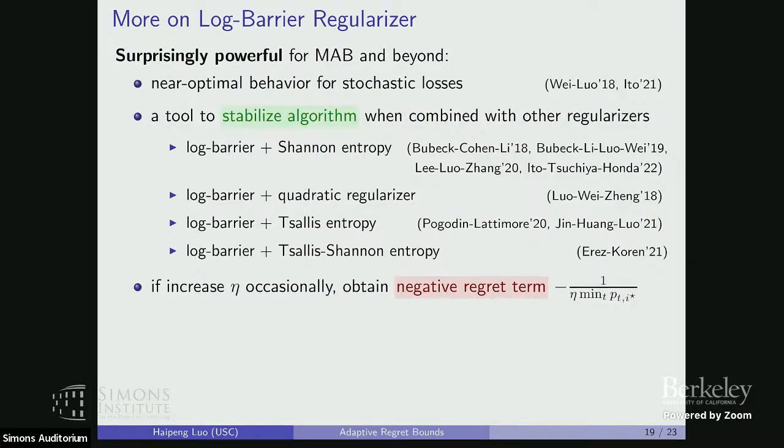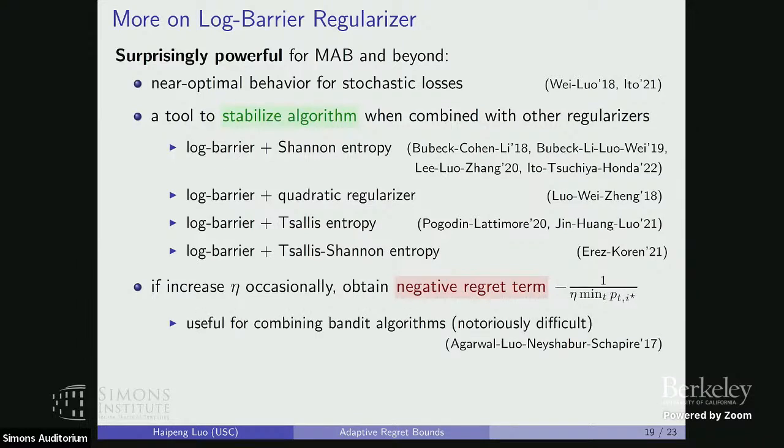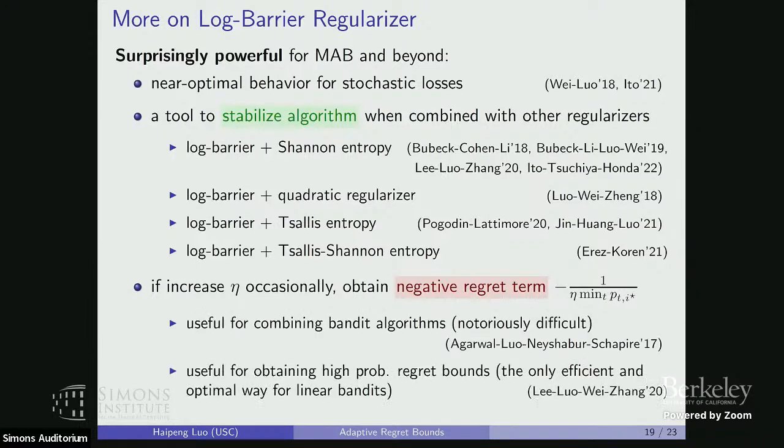The negative term depends on the probability of picking the best arm. If at some point in this learning process you pick the best arm with a very small probability, that actually means that even though i star is overall the best, maybe at some point it wasn't the best, and your algorithm was picking something even better. That's why it's possible to obtain something negative. So you're doing even better than i star at some point. And this kind of negative term turns out to be very useful. You can use it to do many different things.